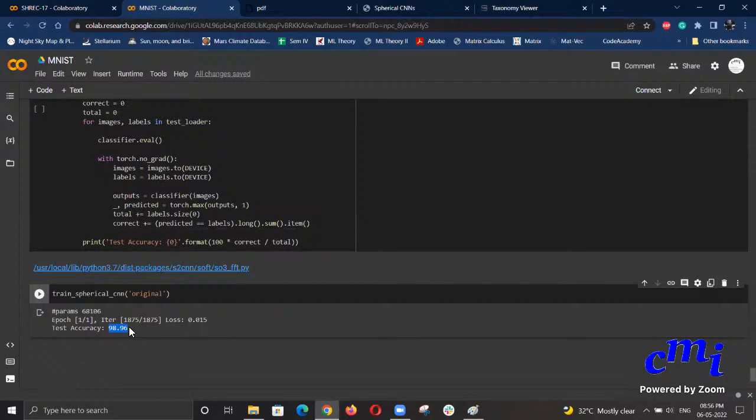How much data are you using here? So ma'am, total MNIST, in MNIST 50,000 images.